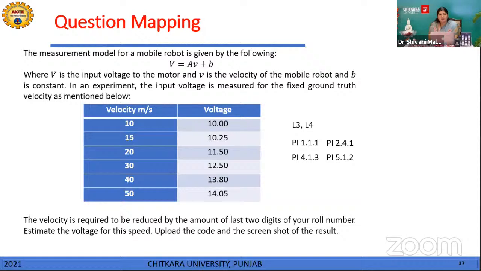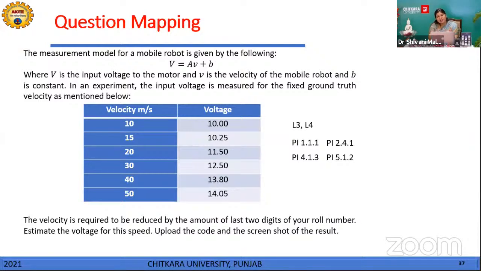Don't go on the wording of the question, right? They have just taken a measurement model for a mobile bot, and it is being ruled by some equation, right? That equation is V = AV + B, where they have declared all the parameters in this case, and they have given a scenario.